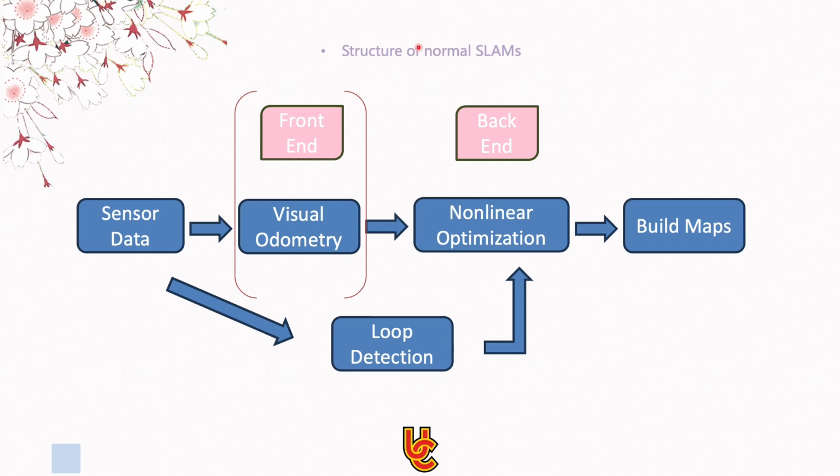What about loop closure? Loop detection determines whether the robot has reached a previous location. If a loop is detected, it will provide the information to the back end for processing. Finally, is to build maps. The map is built corresponding to the task requirements based on the estimated trajectory.